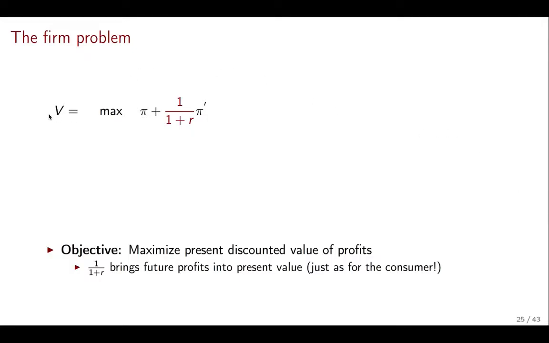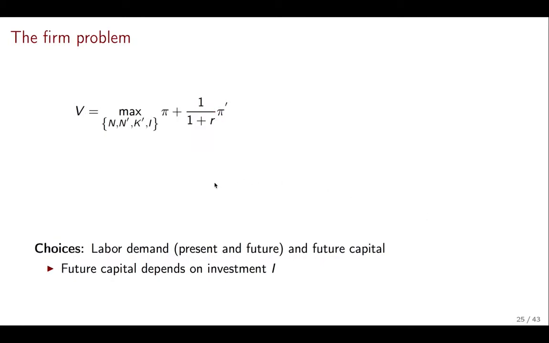So V is going to be that value, and we want to maximize it taking the profits that we make today, the profits that we make in the future. But just as in the consumer's problem, we're going to use the interest rate to bring to present value the profits of the firm. That's going to be the role of this 1 over 1 plus R. The firm is going to be choosing labor demand today, labor demand tomorrow, future capital, and the level of investment. Now, future capital and investment are going to be linked, as we're going to see in a moment, but in principle, these are the things that the firm is choosing.